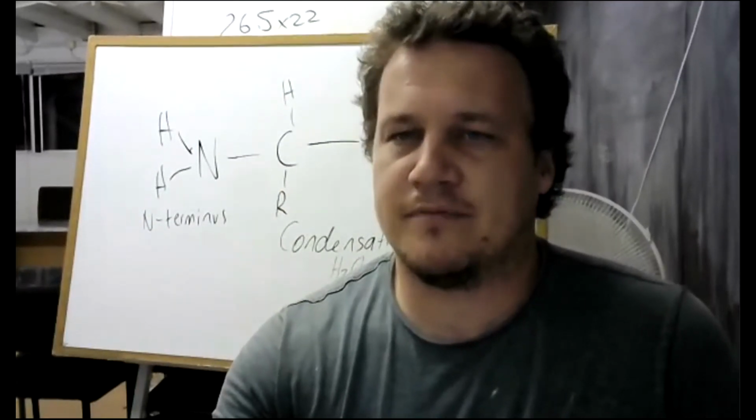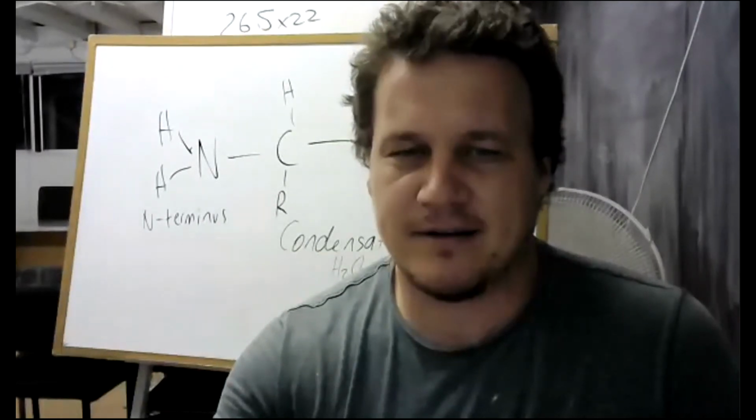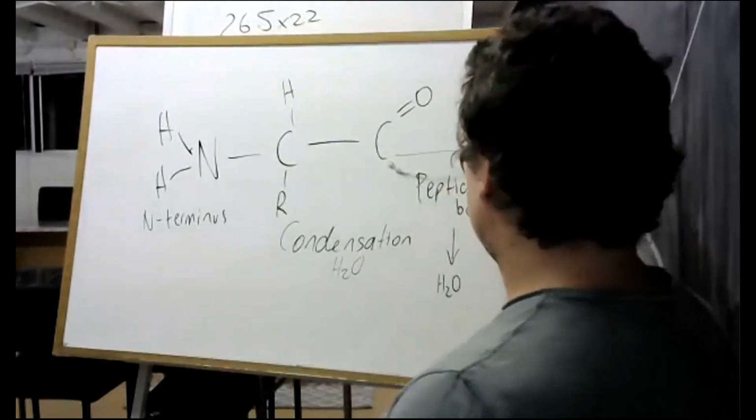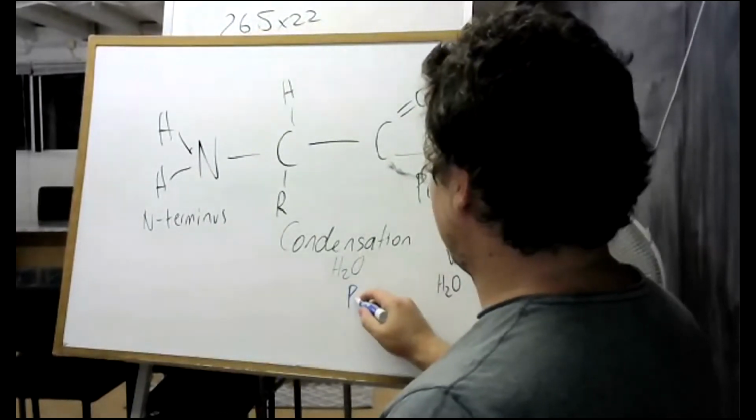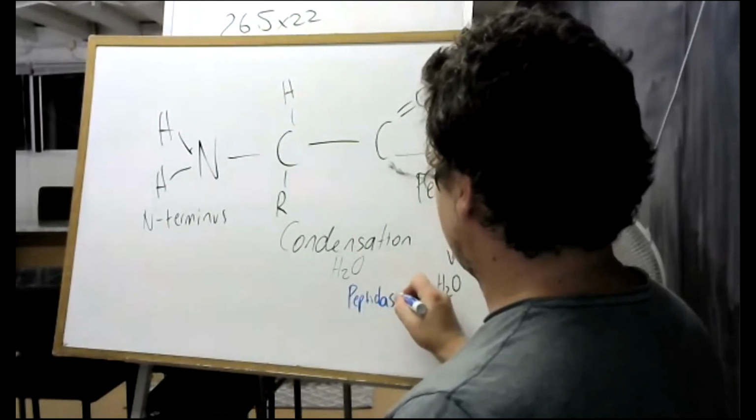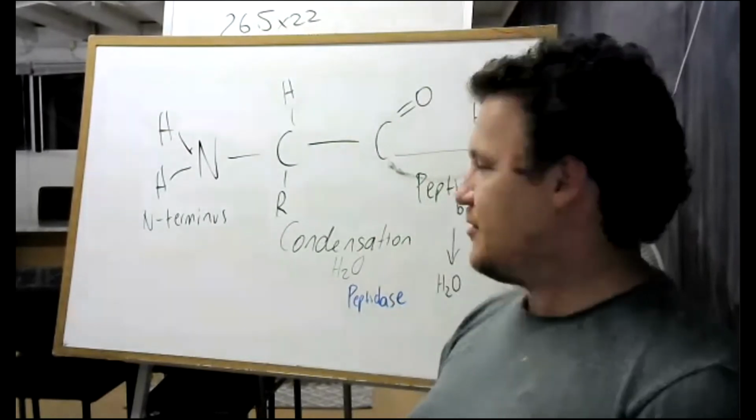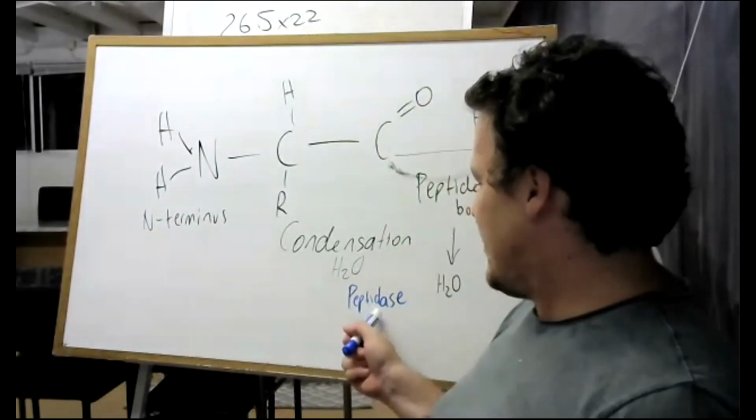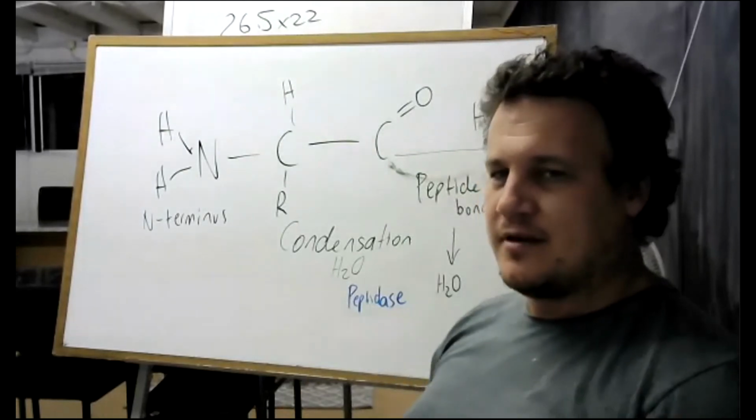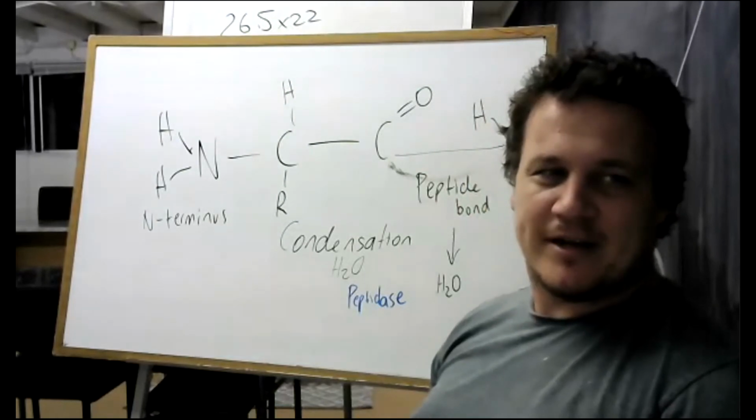So the type of enzyme that would break these bonds, because it's called a peptide bond, is a peptidase. A peptidase is the enzyme that breaks down a peptide bond. Peptide bond, ase meaning to break. So that's the enzyme responsible for breaking up the amino acids that we eat.